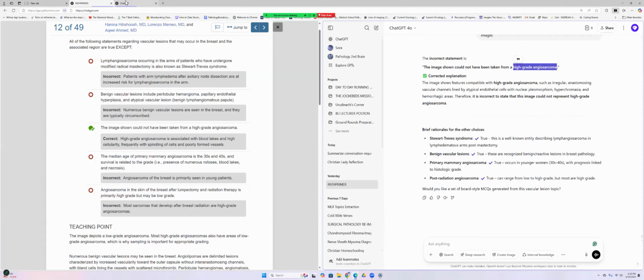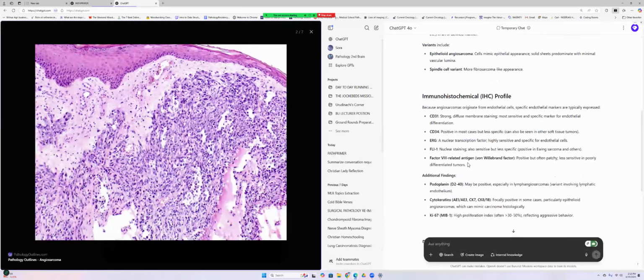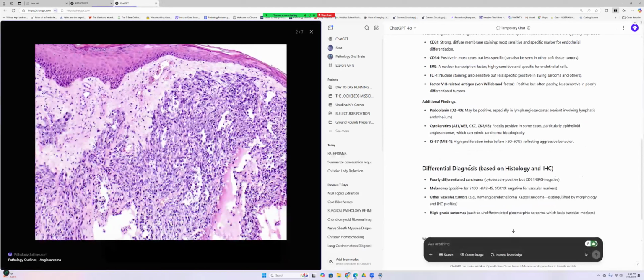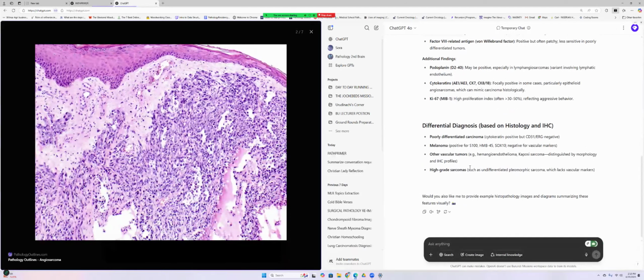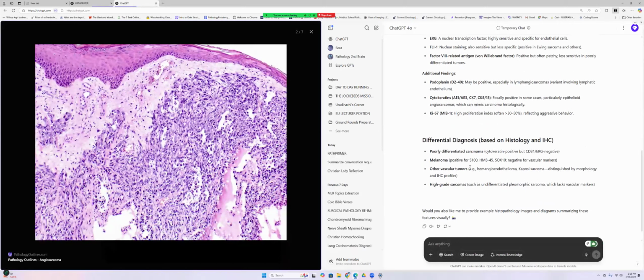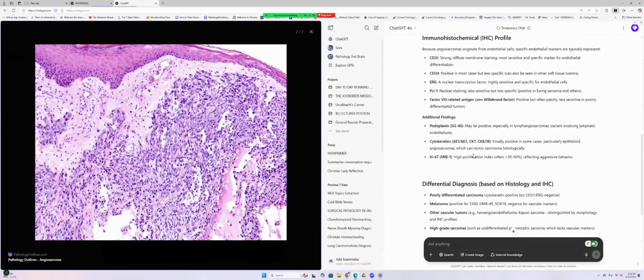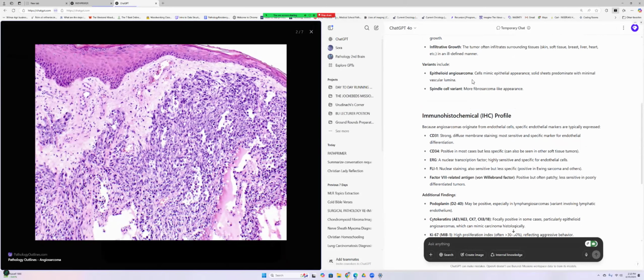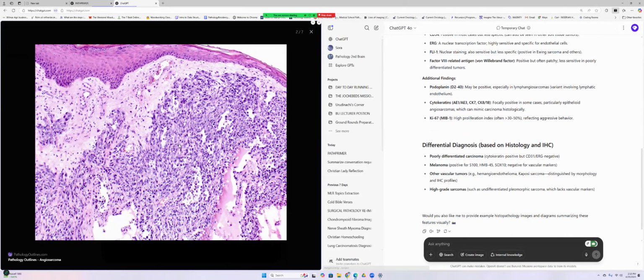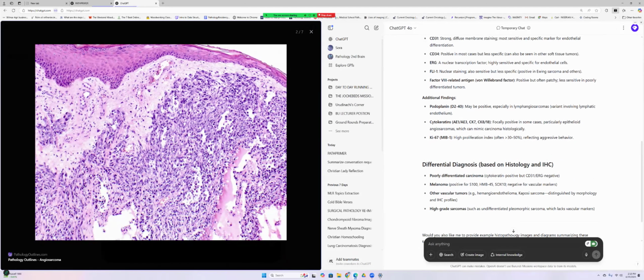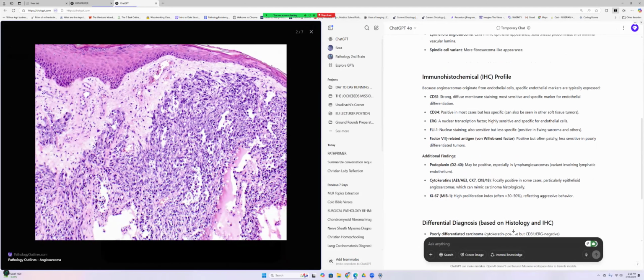Stewart-Treves syndrome. Do you know we didn't even look at a picture of lymphangiosarcoma? Can you describe how a lymphangiosarcoma will appear? I'm not sure. So one of the things is that this angiosarcoma must have high Ki67. They will have podoplanin. If it's lymphangiosarcoma, podoplanin will be positive. They will have factor VIII related antigen. These are all markers for endothelia. Endothelial markers are CD31, CD34, ERG, factor VIII related antigen.